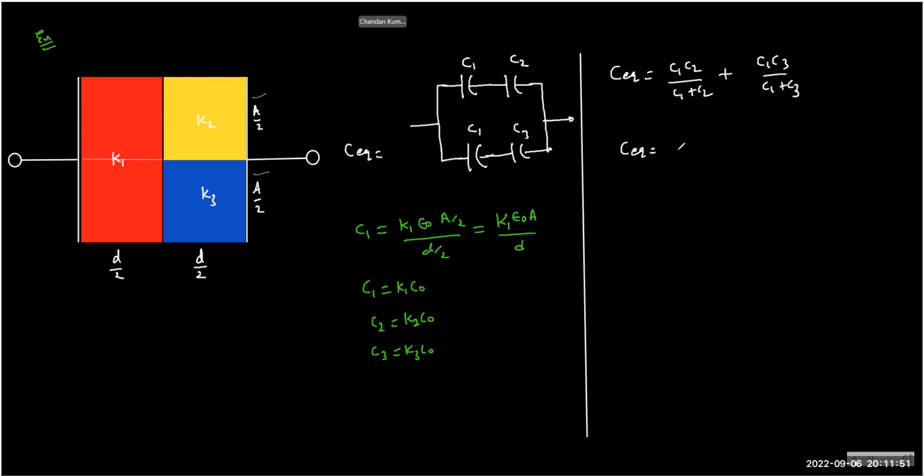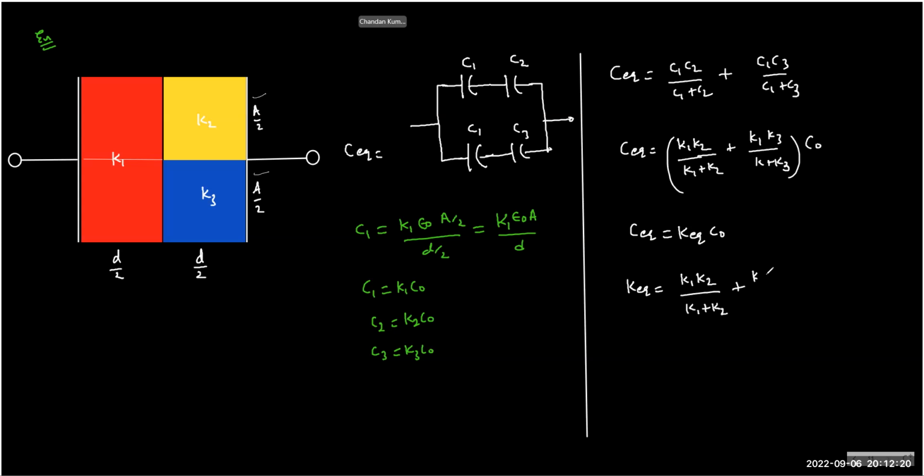After doing all the manipulation, you get 1, 2, 1 plus 2. Of course, this is not a dance movement, but you can say 1, 3, 1 plus 3 into C naught. And if you want, you can substitute. But the really interesting part is I can get the K equivalent, right? And the value of K equivalent is how much? 1, 2, 1 plus 2, 1, 3, 1 plus 3. All right, this is clear, everyone?